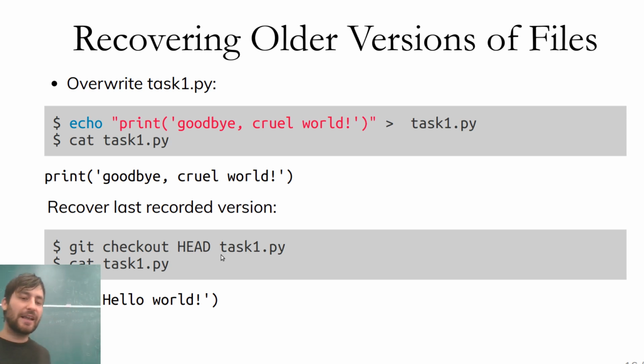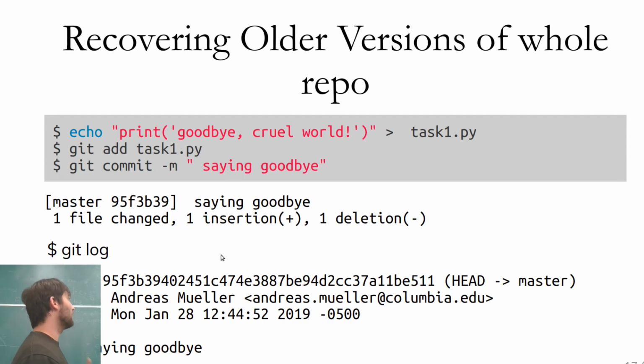So let's say we did the same thing, but we already committed it. So I changed the line to goodbye cruel world, and I add it to the index, and then I do commit -m to make a commit. So now there's 2 commits. Unfortunately, it's a little bit cut off. So below here, you can see there was the first commit, and then above it, there's the latest commit from 1244. The message is saying goodbye, and this is the hash.